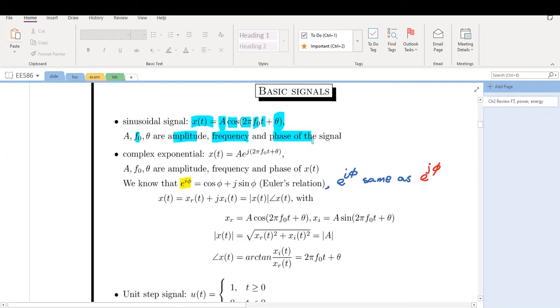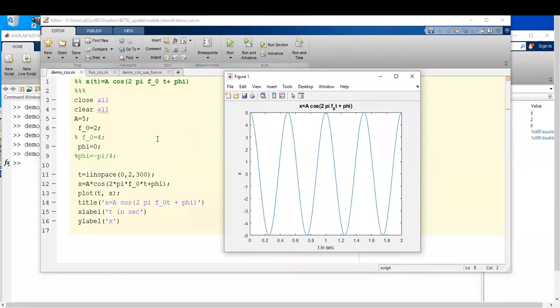In this course, we draw a lot of waveforms and we plot a lot. MATLAB is a helpful tool in this perspective. So I'm going to use MATLAB to demonstrate the waveforms of this cosine signal, this sinusoid signal, in terms of the magnitude, frequency, and phase. Now this is a MATLAB code to generate a cosine signal.